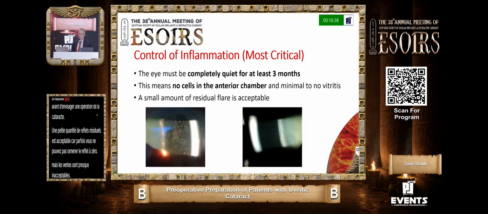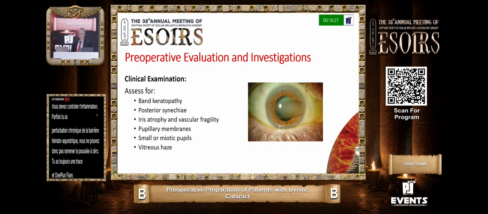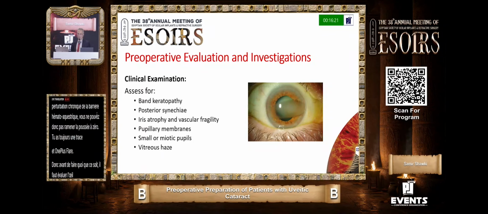Sometimes you have chronic disruption of the blood aqueous barrier, so you cannot bring the flare to zero. You always have a trace flare or 1+ flare. So before doing anything, you have to assess the eye, because some of these situations may interfere with the surgery itself or the outcome of the surgery.